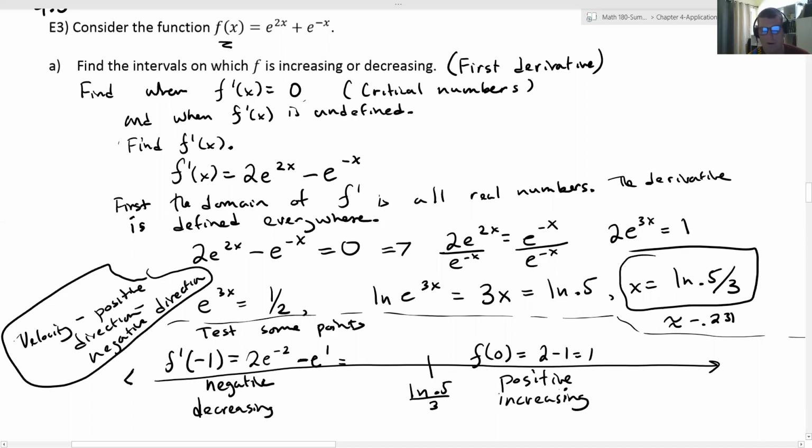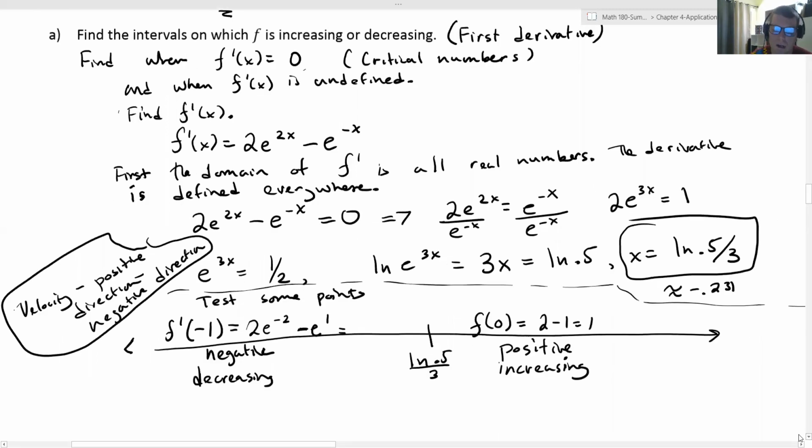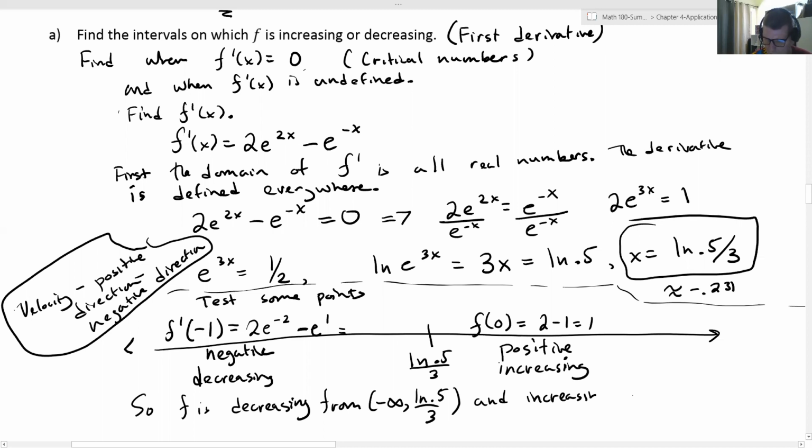Okay, so given that that's the case, f is decreasing from negative infinity to natural log of 0.5 over 3, and increasing from natural log of 0.5 over 3 to infinity. Decreasing on the one side, increasing on the other.